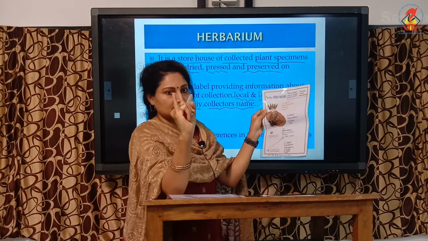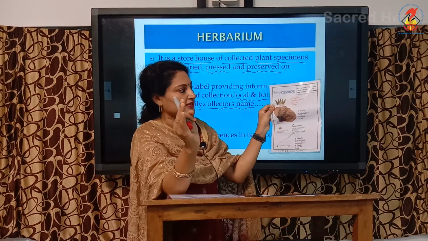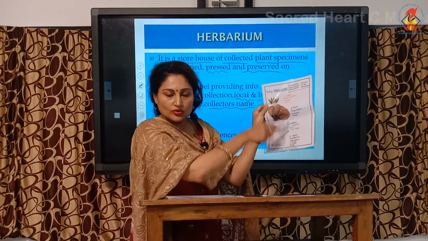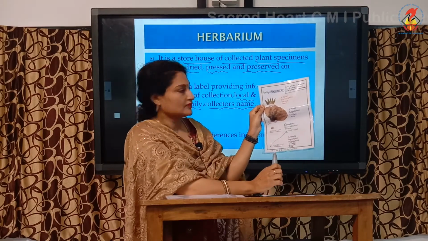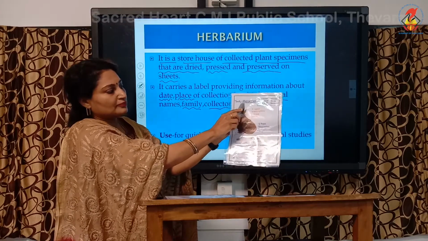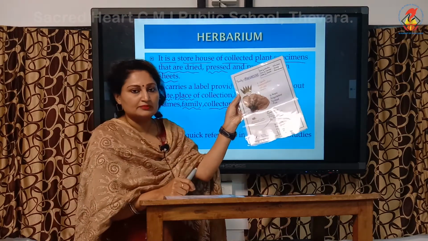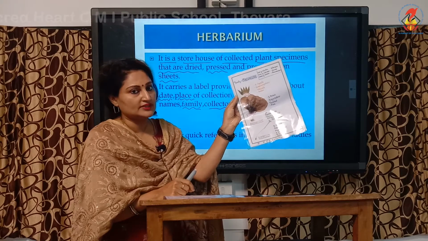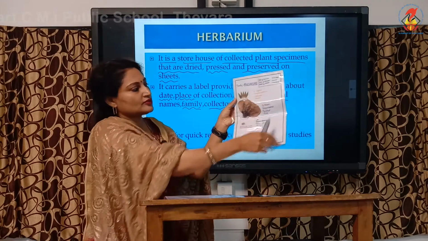The date of collection, the place of collection, the name of the collector, botanical name or the colloquial name or the local name. Okay, all these are incorporated, and very importantly the family name. The family of this hibiscus is Malvaceae. So all these should be present on the herbarium.